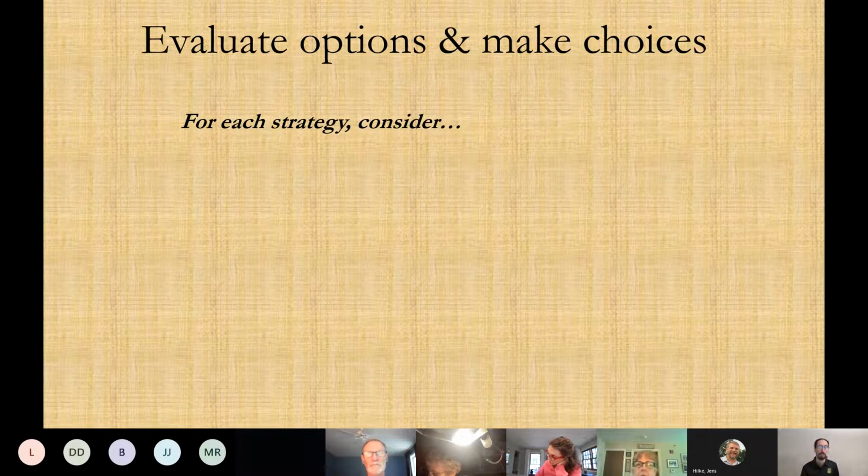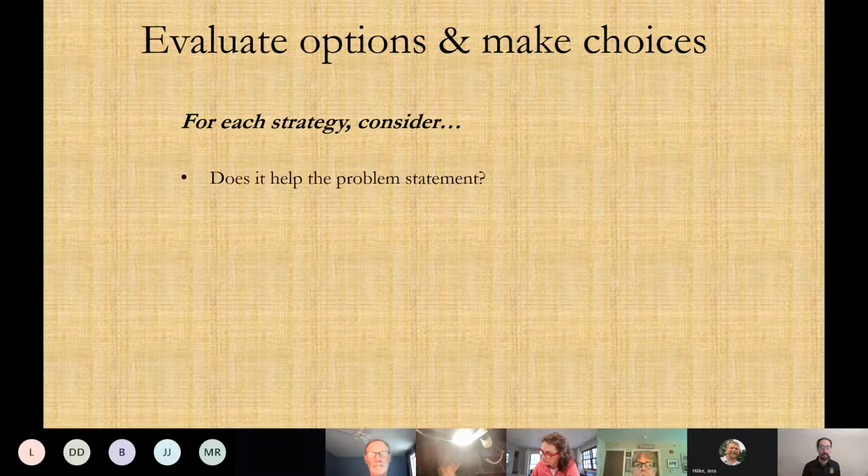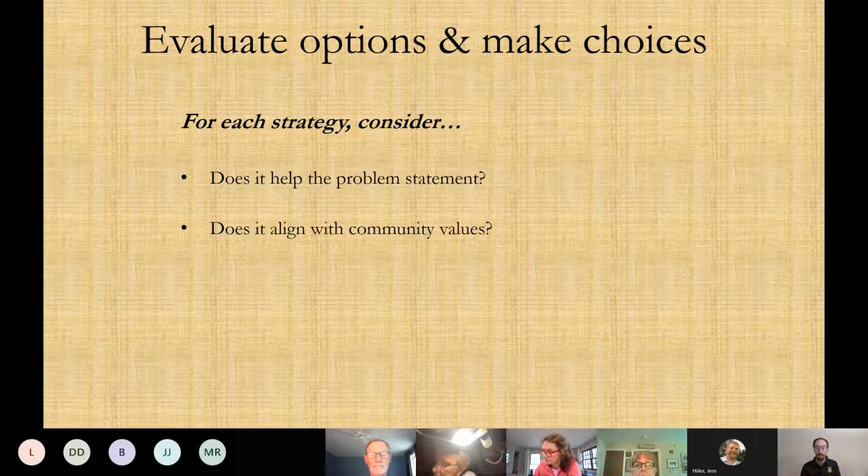Okay, for each possible tool or strategy you do choose, it's important to evaluate how well it will work before implementing. So it's worth asking your committee, does this tool actually help the problem statement? Does it align with community values? And if so, there's going to be more support from the public. And how much local capacity is required? How much effort will it take? And is this the right time?